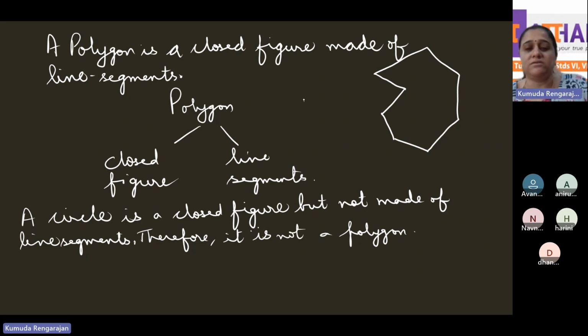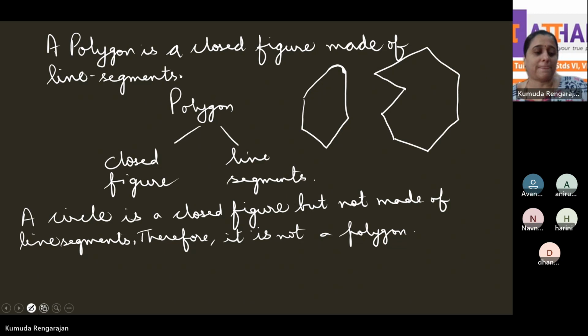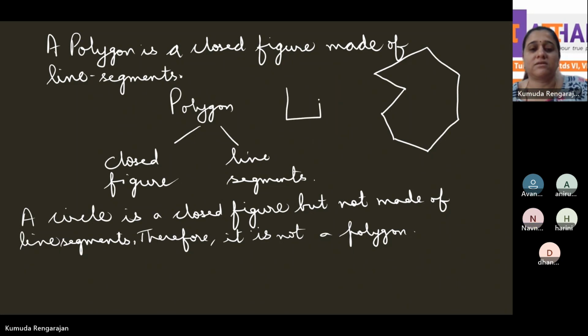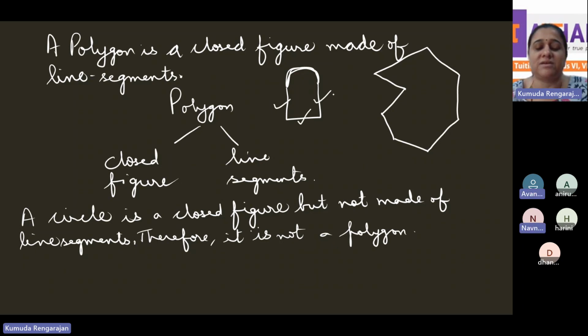Now tell me if this is a polygon. One minute, let me make it more clear. How many line segments are there? Is this a line segment? Yes. Is this a line segment? Yes. Is this a line segment? Yes. Is this one a line segment? No, ma'am, it's a curve.